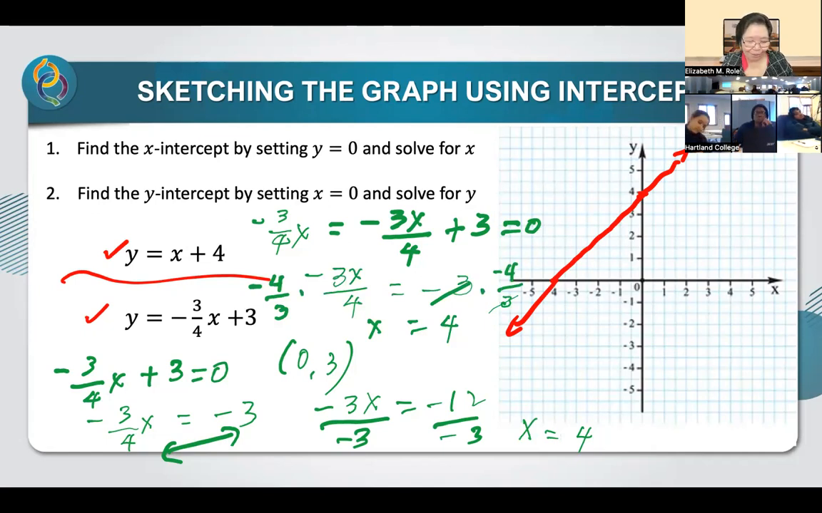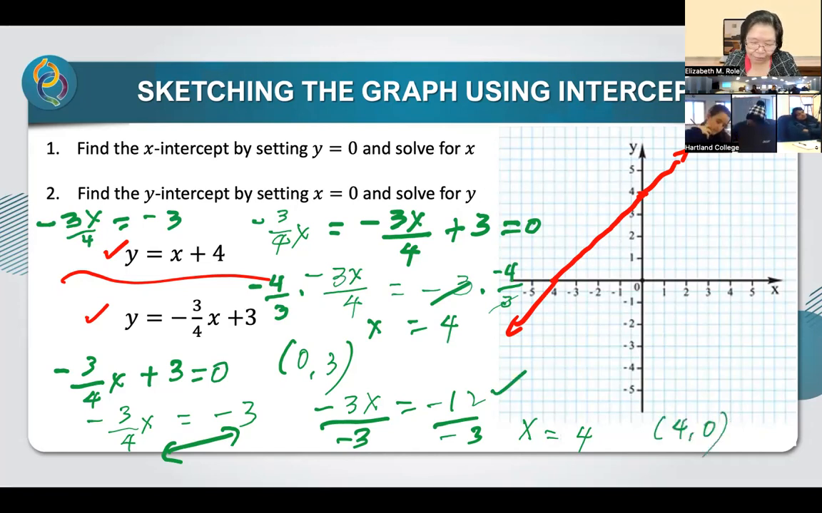Some teachers would talk about that as cross multiplication, where you now have minus 3x over 4 is equal to minus 3. Then multiply 4 times negative 3. That's what I did here. So 4 times negative 3 is negative 12. Then you divide by 3, you'll get x is equal to 4. Is that okay? So therefore, our x coordinate will now be equal to 4, 0.